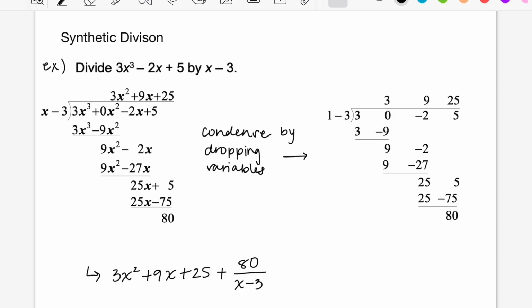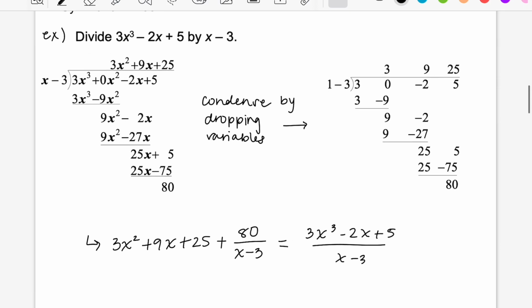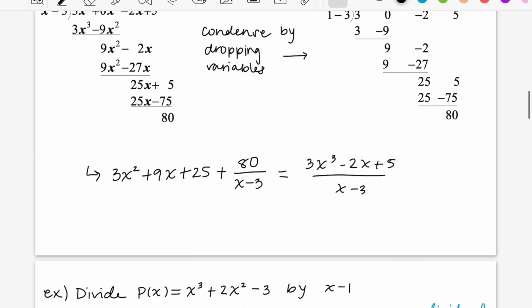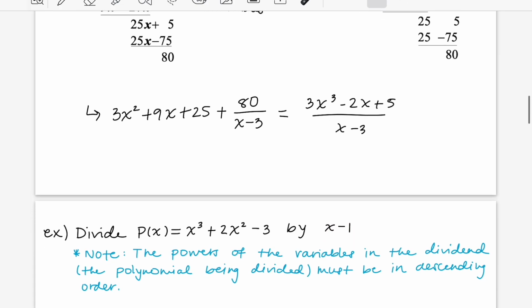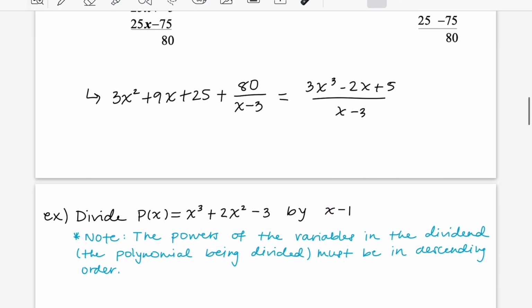All right, so that would be our answer. This is what we get when we divide this polynomial by this. All right, so we're going to look at an example of this. We want to divide this polynomial here by this binomial x minus 1. Before we can dive into that, here's something to note.